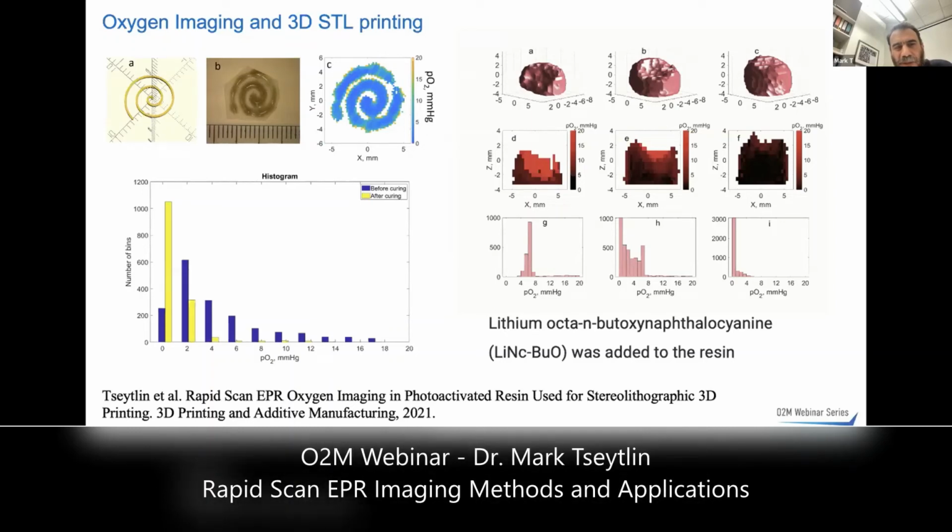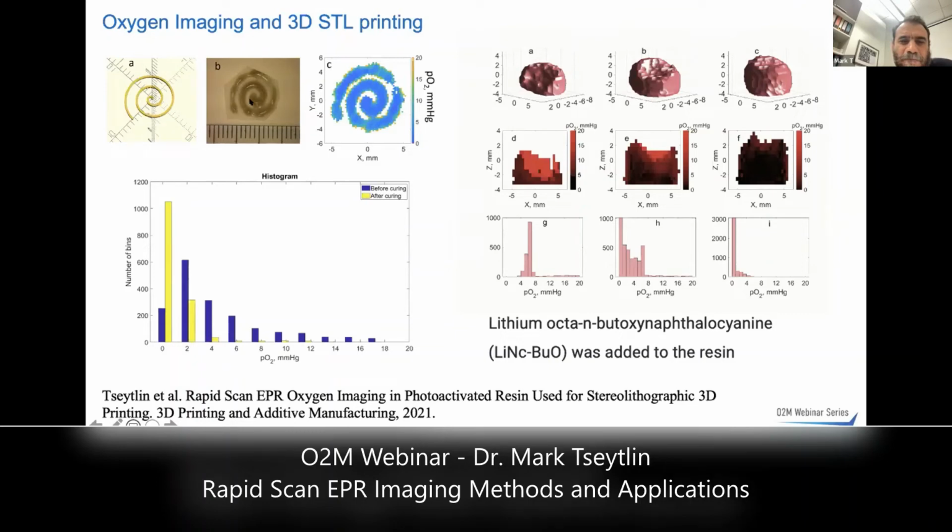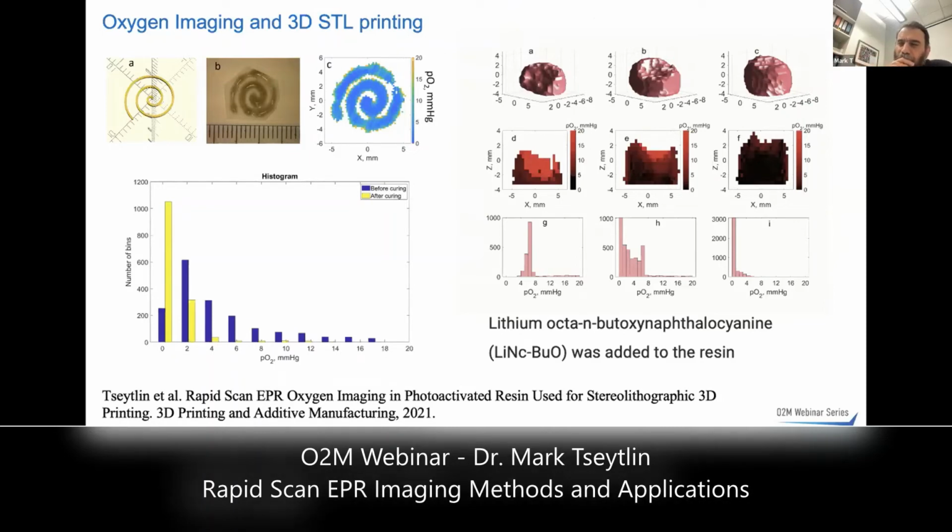So we bought an inexpensive Chinese printer for like $200, and we replaced the extruder with a syringe. We had resin with EPR crystals in it, oxygen-sensitive crystals. We even tried to print a spiral and image oxygen in it. Then we put this resin with crystals in a bottle, shone light on it, and observed how the polymerization front propagates. It's actually imaging of oxygen, so we can observe as polymerization proceeds, as oxygen gets depleted.